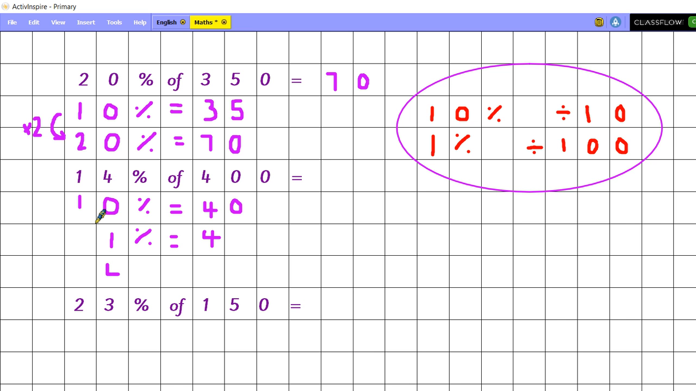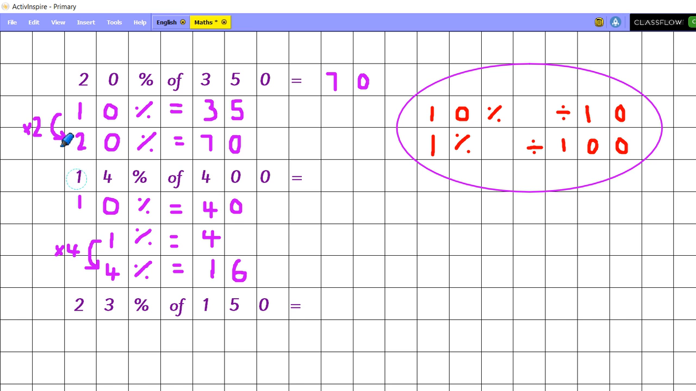So for 4%, I'm going to actually look at what I've done. What have I done to my units, to my 1, to get 4? Well, I've timesed it by 4, so I need to times my answer by 4. 4 lots of 4 is 16. Okay, this is the important thing now, because sometimes children think, right, I need to add this, and add this. However, I don't need all of them. There are just a few that I need, okay?